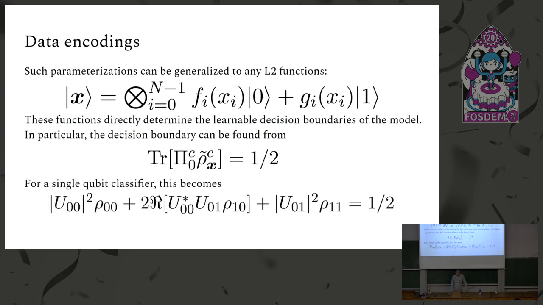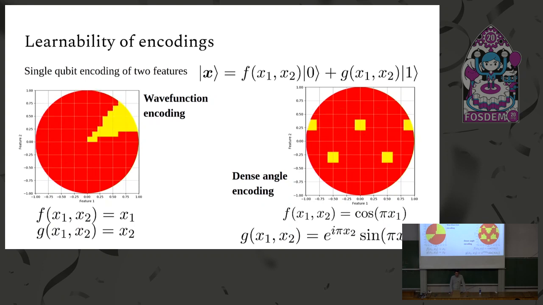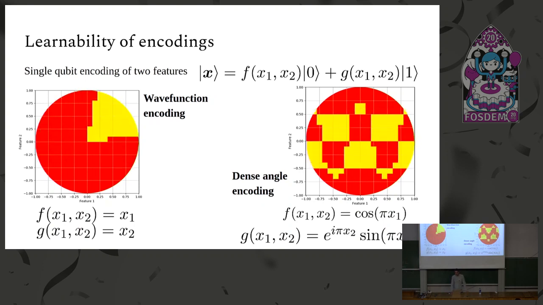You can write it down in terms of the optimal matrix elements. The variables in this equation are important, but what is important is that it depends on the underlying data encoding. So rho 0,0 depends on the function f here, and rho 0,1 depends on f and g. And these are two examples of two different encodings and the type of decision boundaries that you can learn.